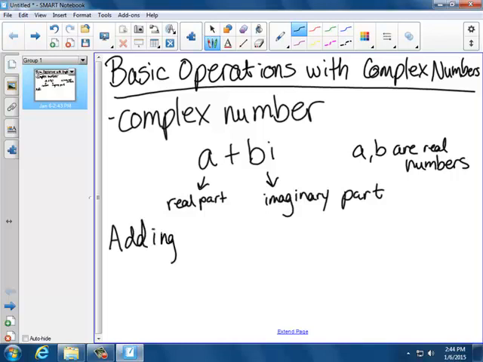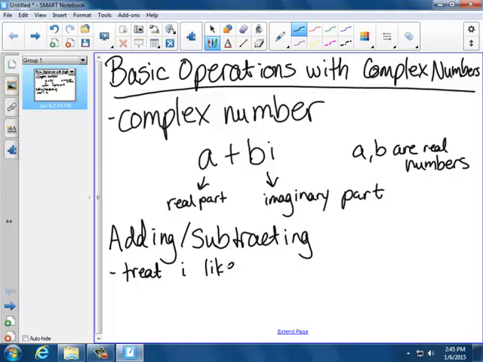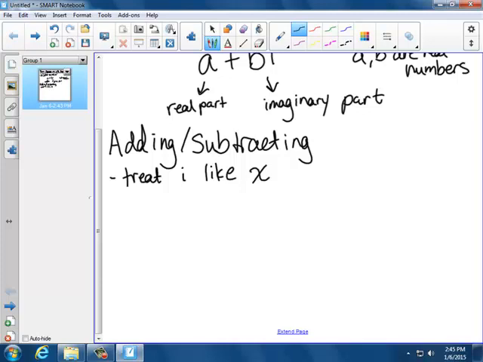So first, for adding and subtracting complex numbers, basically the little point I'll make here is treat i like x. Like I said in the last video with imaginary numbers, for a lot of purposes we treat i just like it's x. So let's say we have the complex number 6 plus 2i.